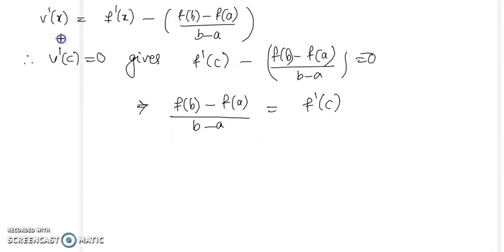So here, Rolle's theorem says there is at least one c such that v dash of c is equal to 0. So there is at least one c here such that f dash of c is equal to fb minus fa by b minus a. Hence the mean value theorem is proved. So that is the proof for the mean value theorem. Now let us see a few problems using mean value theorem.